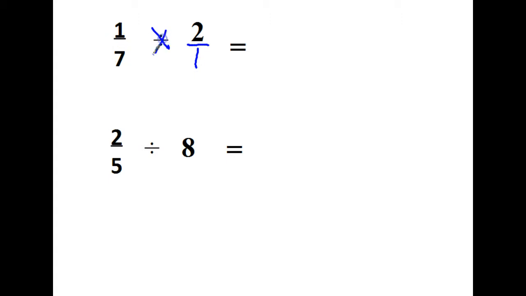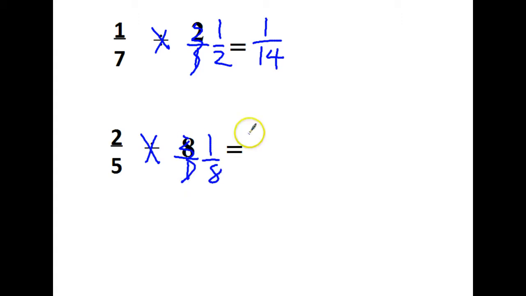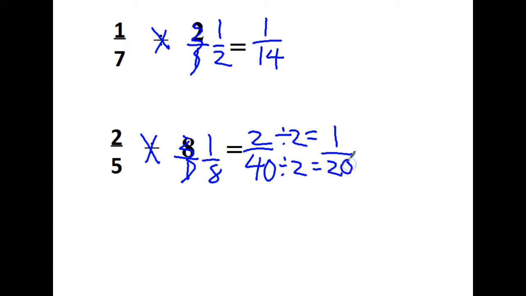Keep 1/7, change the sign, flip the last fraction. 1 on the top, 14 on the bottom, as simple as it goes. Keep the 2/5, change the sign, flip the last fraction. 2 times 1 is 2, 5 times 8 is 40. Can I simplify? Yep, because they're both even, so I'm dividing by 2. And I end up with 1/20.